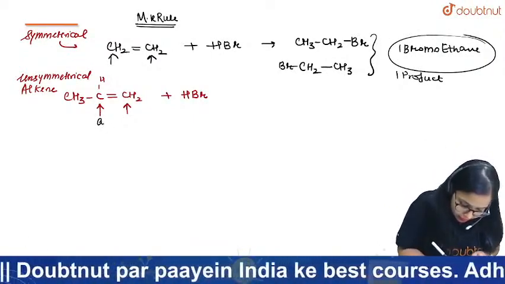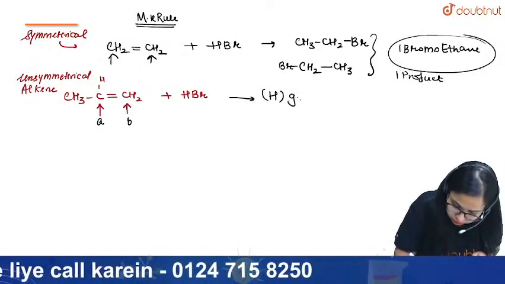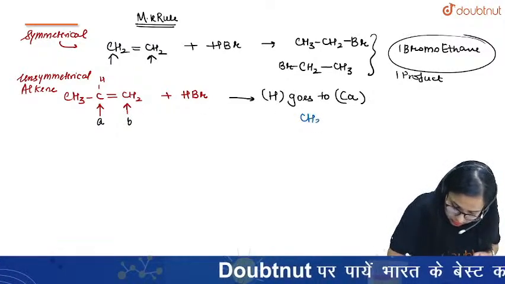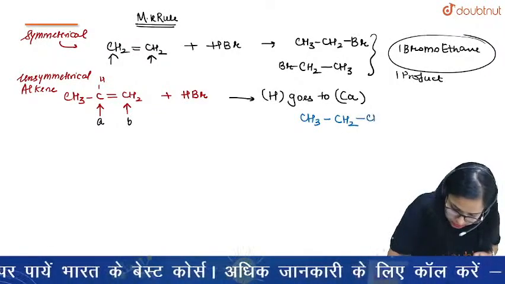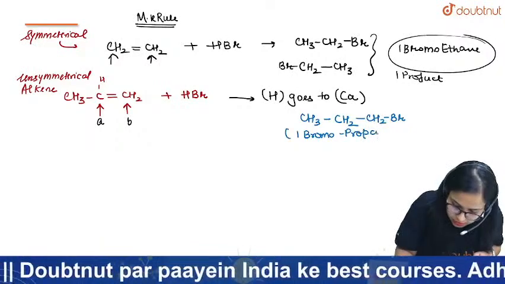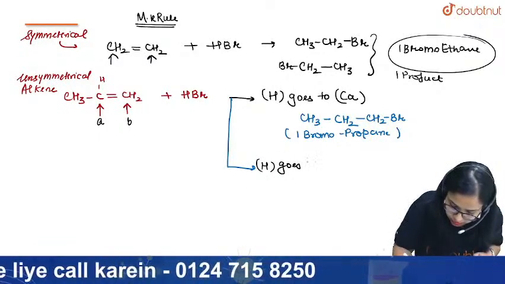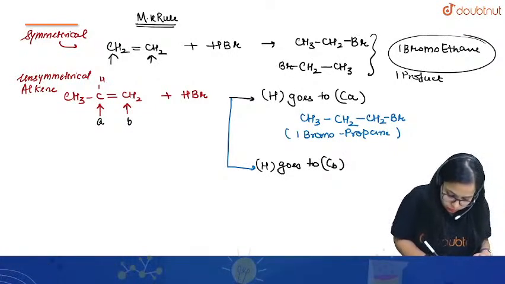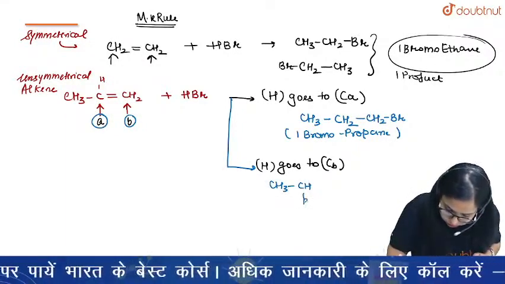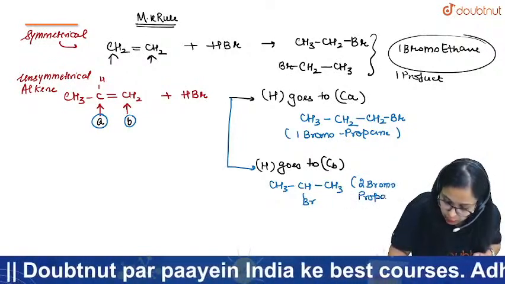If I call this carbon number A, and the second carbon number B, and hydrogen goes to carbon A, the product obtained is CH3CH2CH2Br, which is 1-bromopropane. But as we know, hydrogen can also go to carbon number B. Then Br has to go to carbon number A, and the product obtained will be 2-bromopropane.